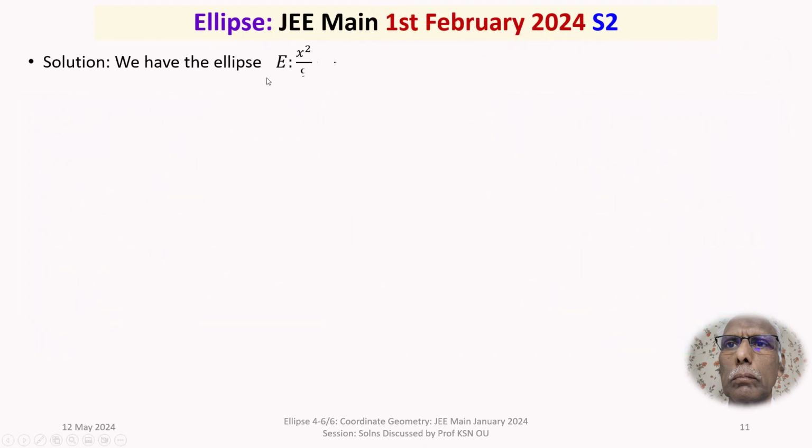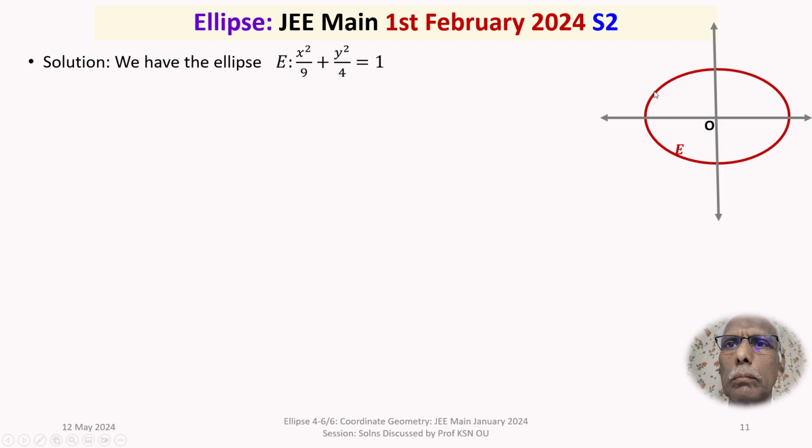We have the ellipse E, x square by 9 plus y square by 4 is equal to 1. It's a given ellipse to us. So let us look at the diagram. This is our ellipse E. Agreed. Center is the origin.